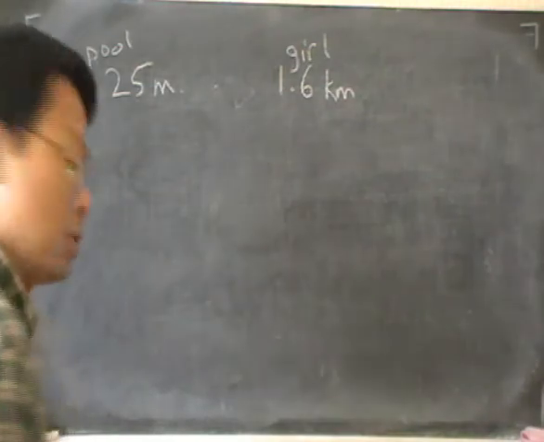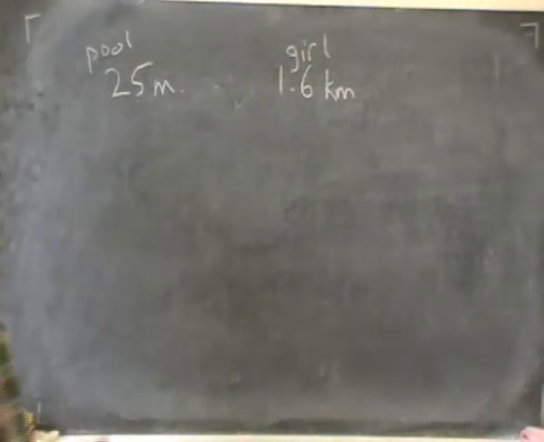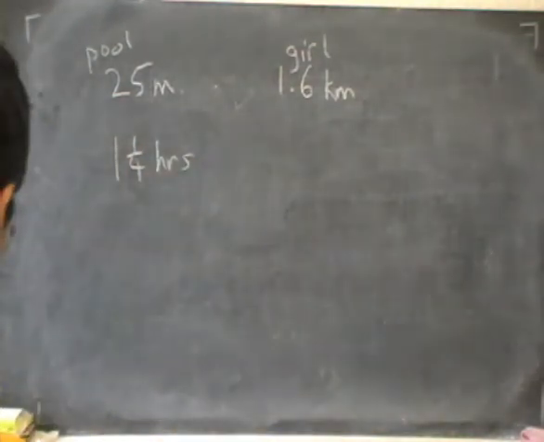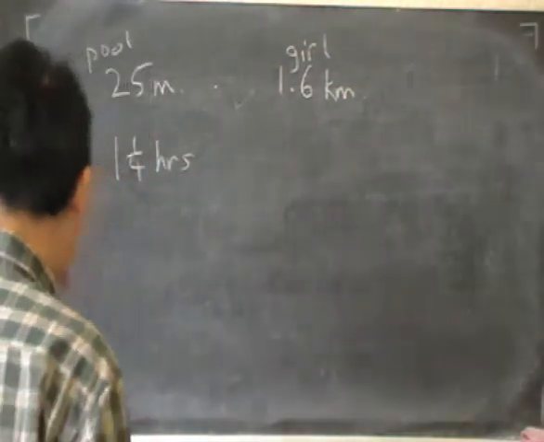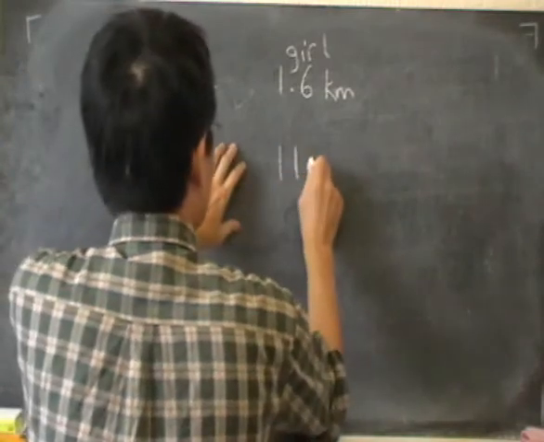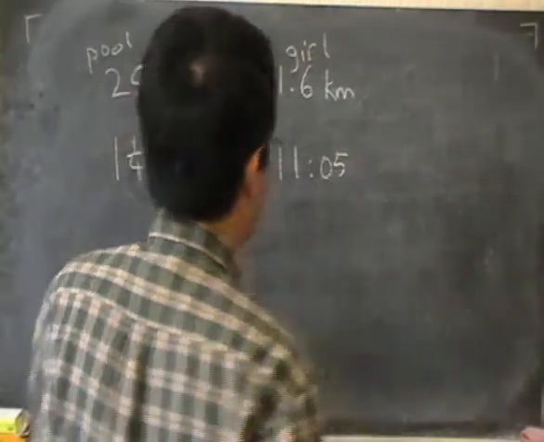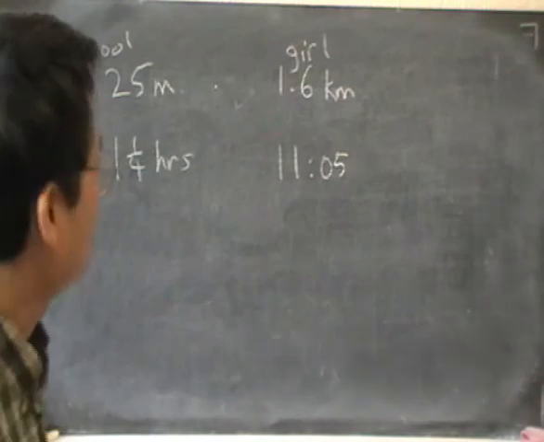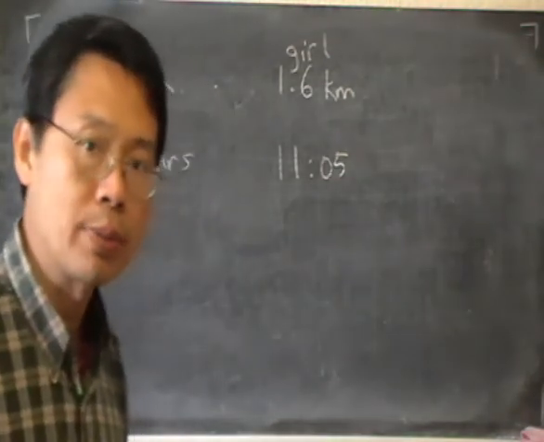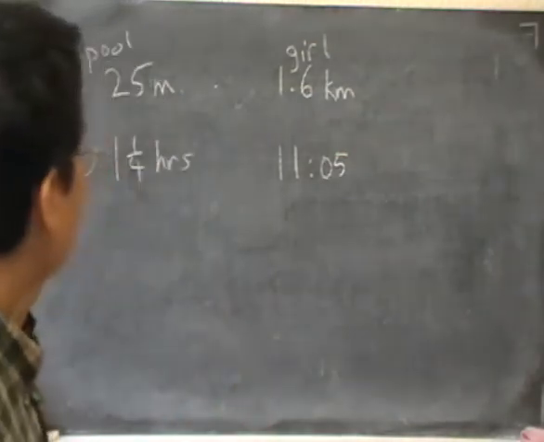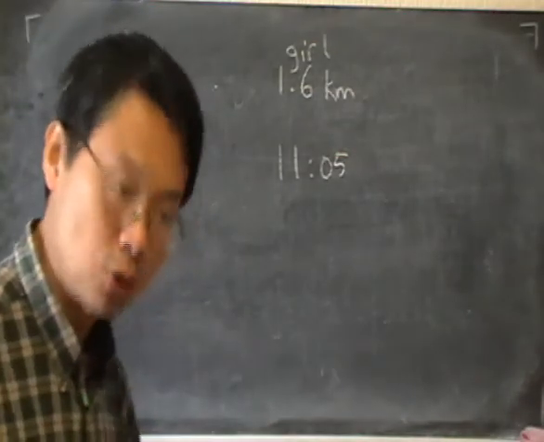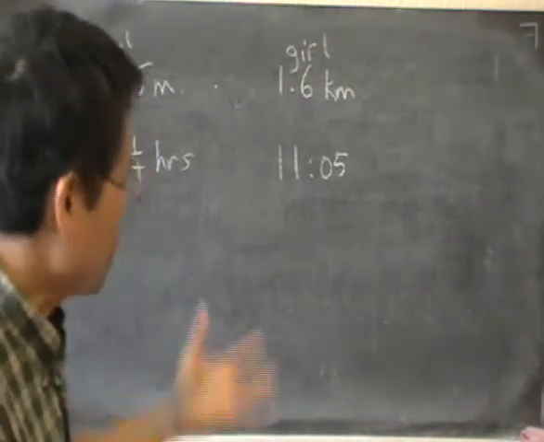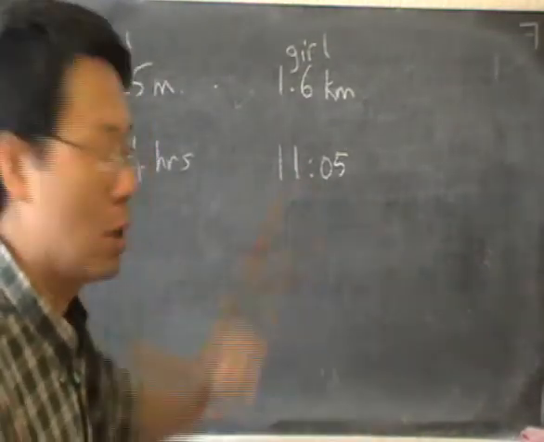The next question: she swims for 1¼ hours, and she finished swimming at 11:05. Question: what time did she start swimming? So she starts swimming at a certain time, swims for 1¼ hours and stops. And when she stopped, the time is 11:05. So that means that she started swimming 1¼ hours before 11:05.